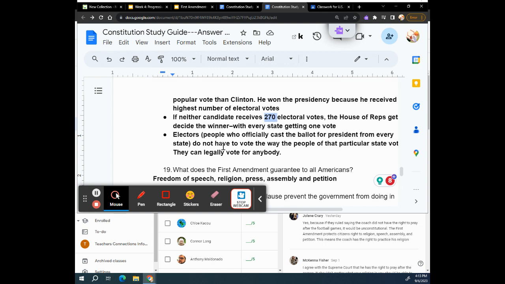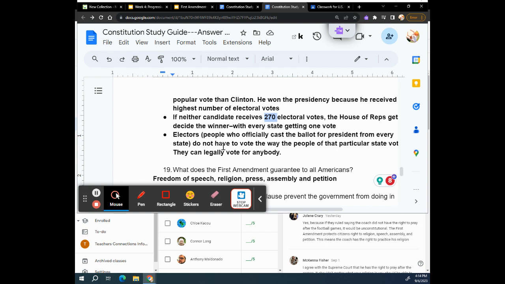Electors, so the people that officially cast the ballot from every state, like Kentucky has 8 electors, either 8 Republican electors or 8 Democrat electors, depending on which party wins the popular vote, can legally vote for anybody. So let's say in the next election, Trump is the Republican nomination, and the way the people vote in the state of Kentucky determines that it's the 8 Republican electors that get to vote. Those 8 Republican electors legally can vote for anybody.